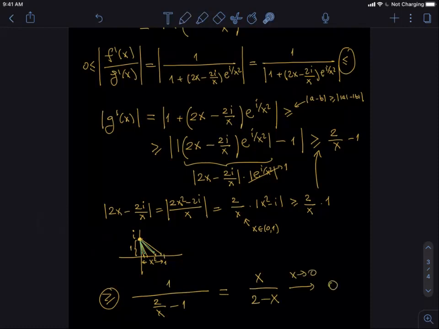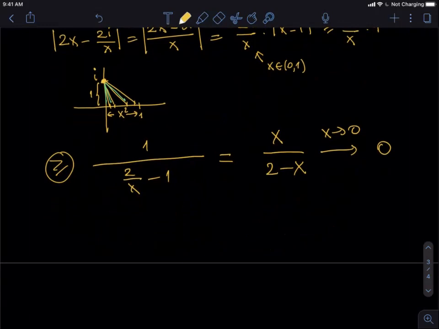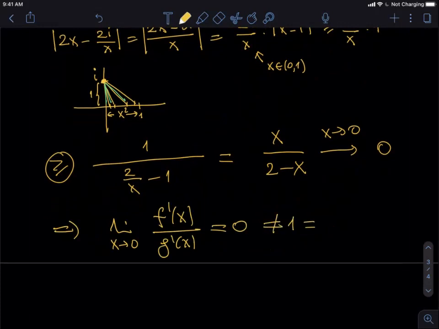And here's the sandwich I was saying, because this modulus here is positive, but also is less or equal than something that converges to 0, then I can say confidently that the limit as x tends to 0 of f prime of x over g prime of x equals 0, which is different from 1, which was the limit of f of x over g of x. And that finishes the question.